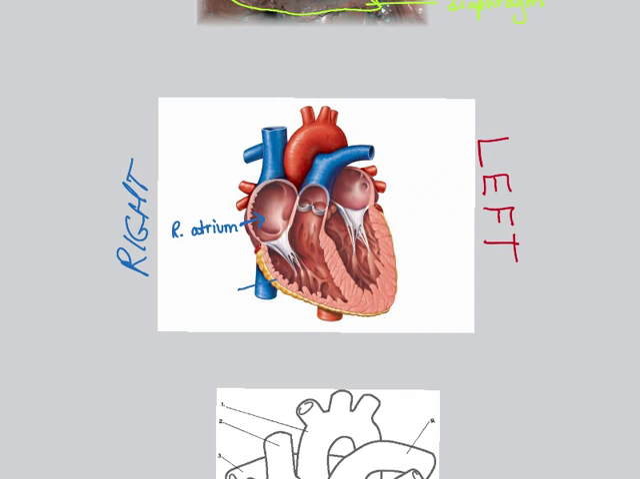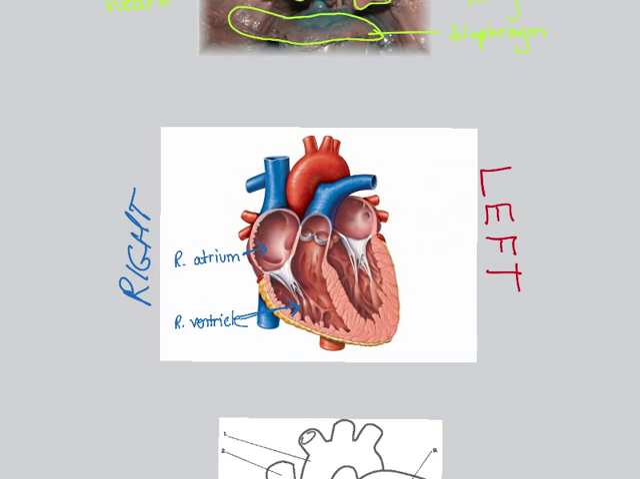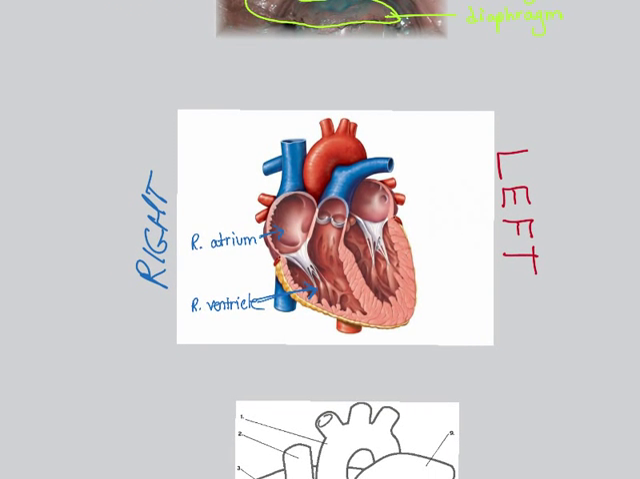Your right atrium and your right ventricle. And it is mirrored on both sides. So atria on top, ventricles on the bottom. All right. Now above the right atrium, and in fact, let me come out a little bit here.